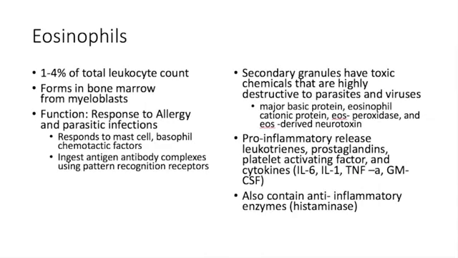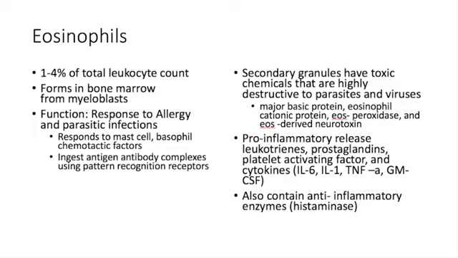Next up are eosinophils. These have large, coarse granules and constitute only about 1 to 4% of the normal leukocyte count in adults. They are also capable of amoeboid-like movement. They are from the bone marrow, from the myeloblasts. These are all from the same line. The granulocytes, neutrophils, eosinophils, and basophils are all from that same line.